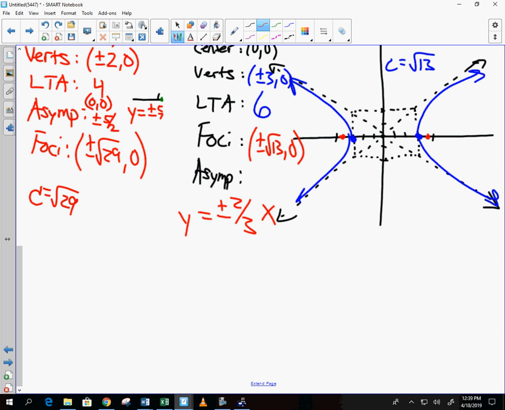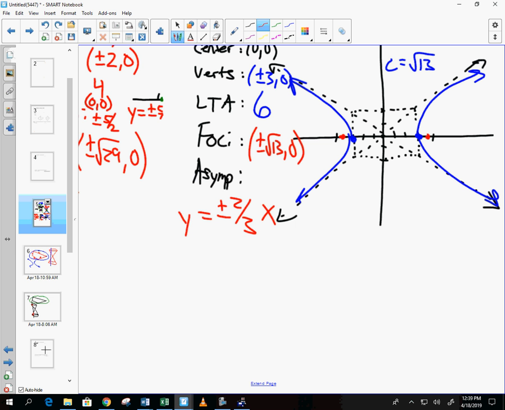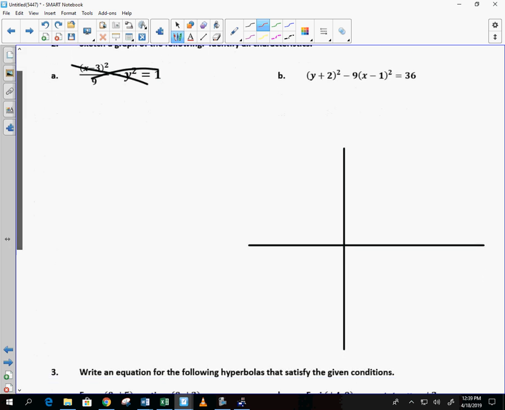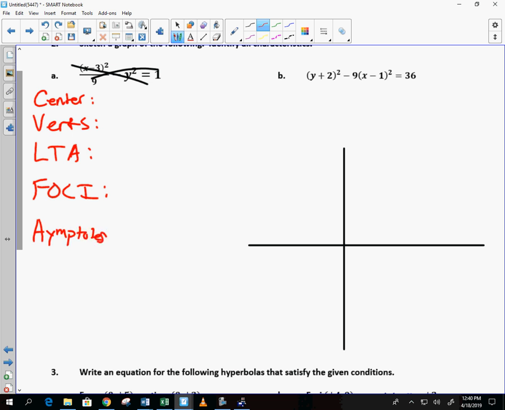We hanging in there? Okay, so let's apply to something that would be more like what you would get on the test. Okay, problem B. You see that, and I have it laid out for you. Determine these aspects of the hyperbola: a center, a vertice, or vertices, length of transverse axis, foci, and asymptotes. Am I missing something there? Is that it? I am totes, asymptotes. There we go.